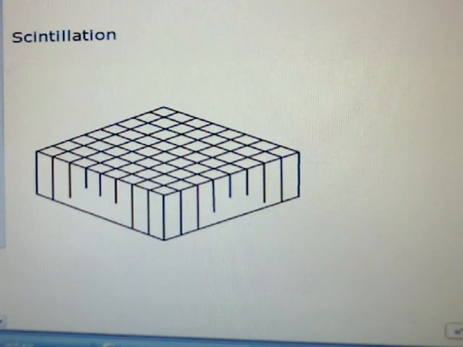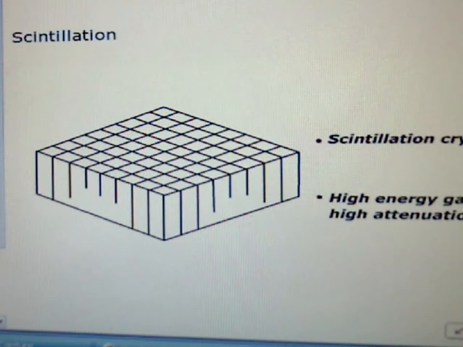The next step in the detection process takes place in the scintillation crystal. Very high energy gamma rays, such as those arising from positron annihilation, require a crystal with a very high attenuation coefficient.